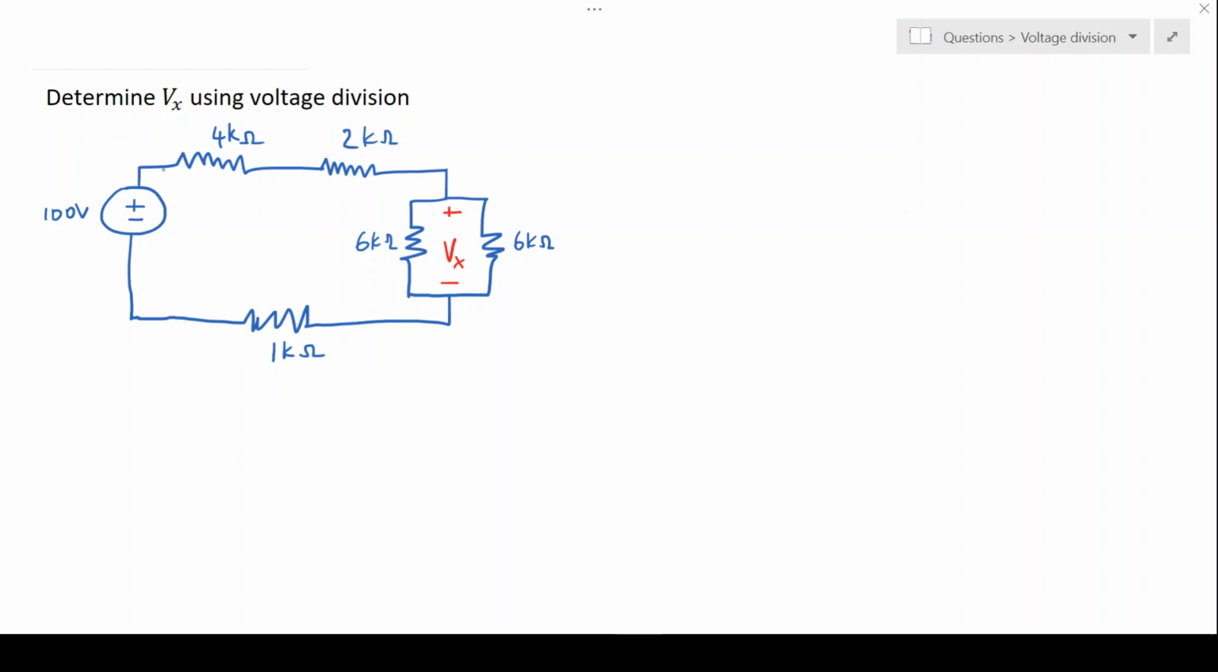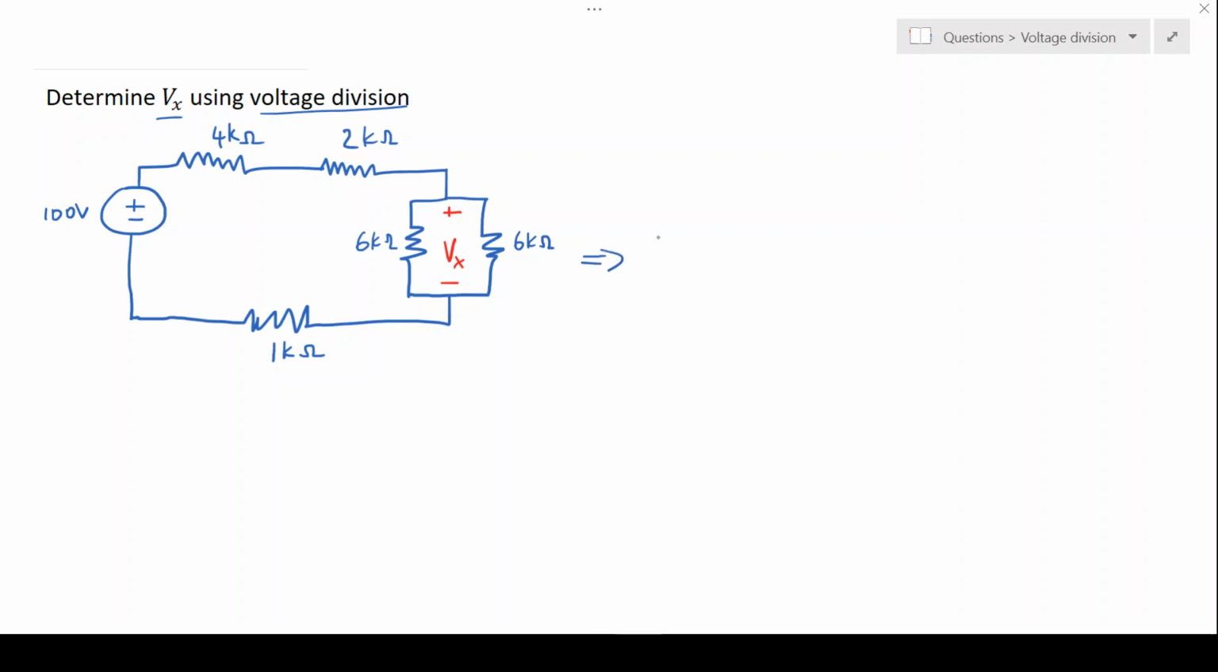So in this example, we are required to determine the voltage Vx using voltage division. The voltage Vx we can see is the voltage across the 6 kilo ohm parallel combination. So we know that across these terminals the voltages should be the same, and therefore we can simplify this part of the circuit by putting these in parallel, the parallel combination, without necessarily changing the value of Vx.